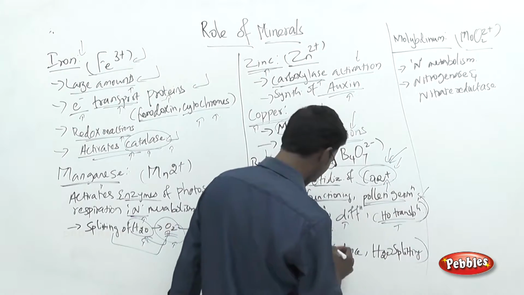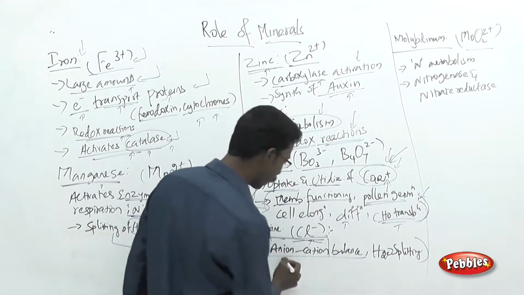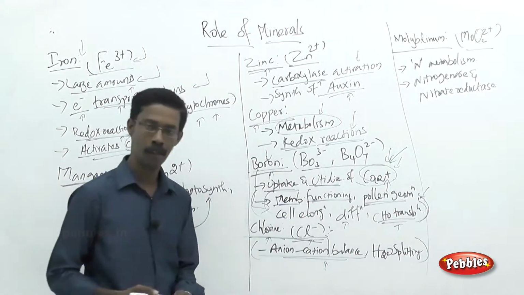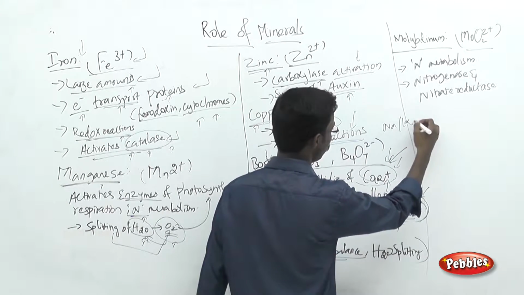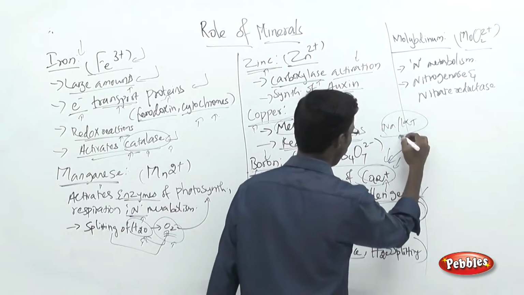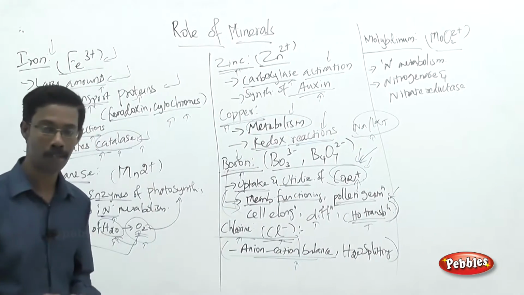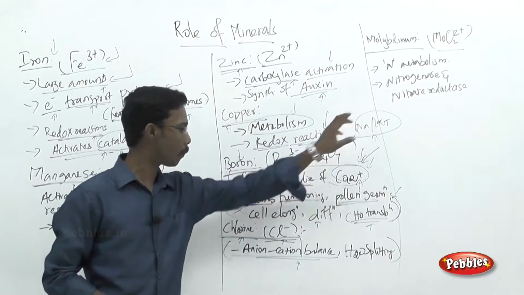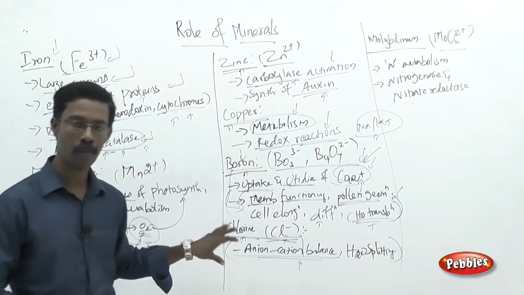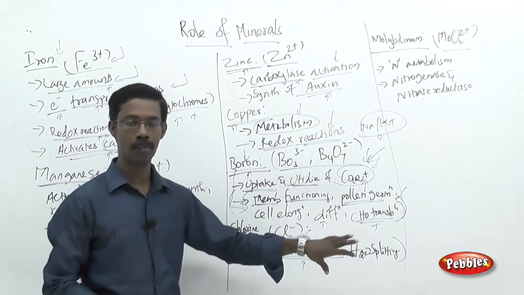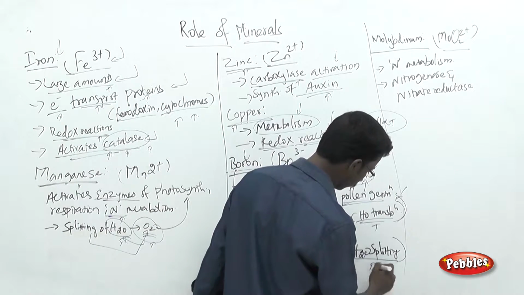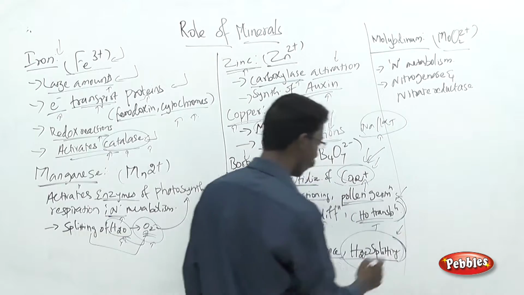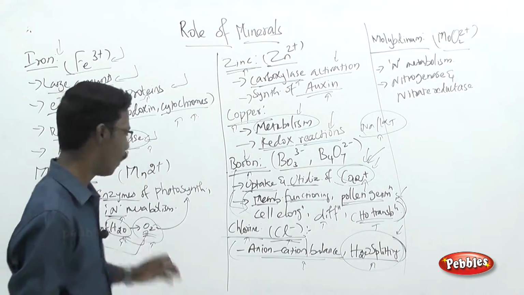As I told you, they are going to participate in the anion cation balance in the cell. So we have seen sodium and potassium ions, they are going to participate in the anion cation balance of any plant cell. Chlorine is also involved in the anion cation balance of the particular plant cell. Apart from the osmotic balance, they are also involved in the water splitting, as we have seen in manganese.